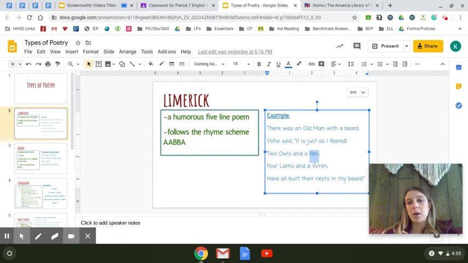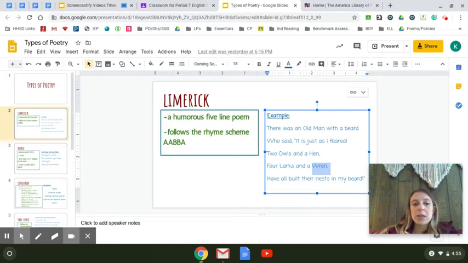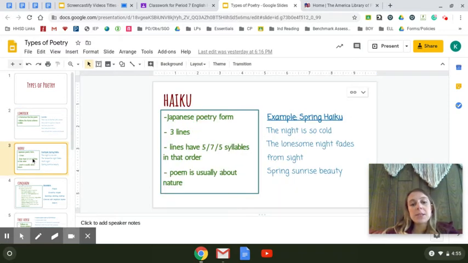You can write a haiku. A haiku is a nice 3-line poem. It's Japanese. It doesn't have a rhyme scheme, but it has a syllable count, so it has a particular meter that it uses. The first line always has 5 syllables, the second line 7, and the last line 5. And usually the poem's about nature. This is an example of a poem one of my students wrote 2 years ago in my class, and they wrote about spring.